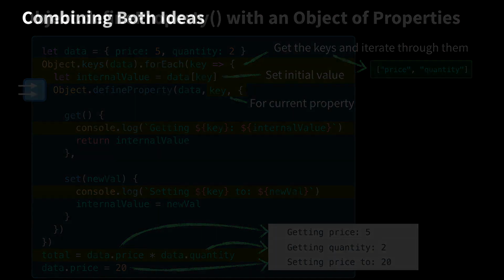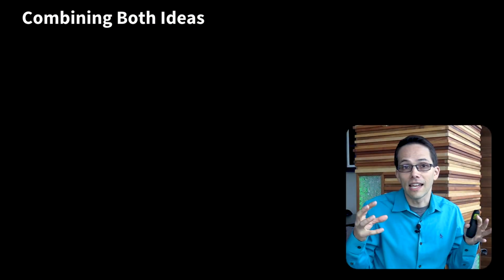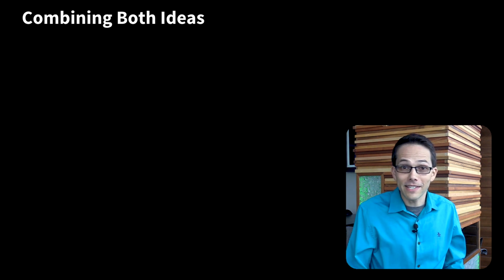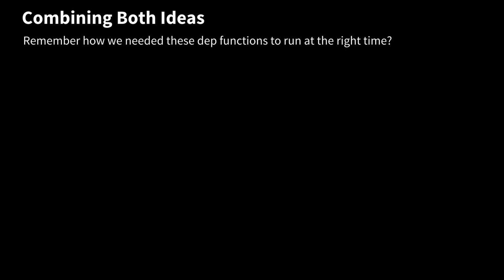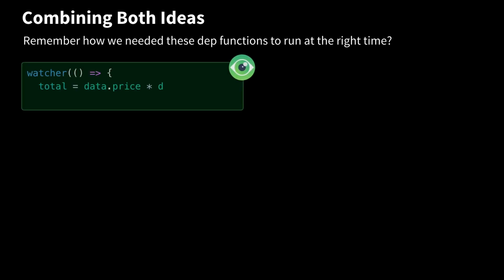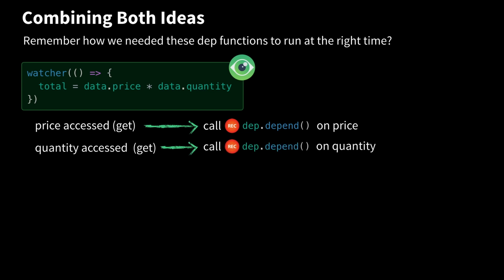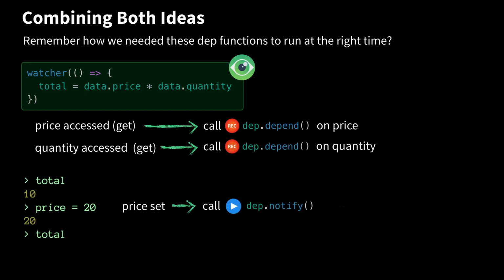You might see where we're going. We're going to take these two techniques now, and we're going to combine them to create reactivity. I'm excited. Are you? Remember how we needed these dep functions to run at the right time? Here's our watcher. And when price gets accessed, or get, we need to call dep depend on price. And when quantity is accessed, we need to call dep depend on quantity. And when price gets set, we want to call dep notify on price. And then when we call total, we get back 40 because we're now reactive.